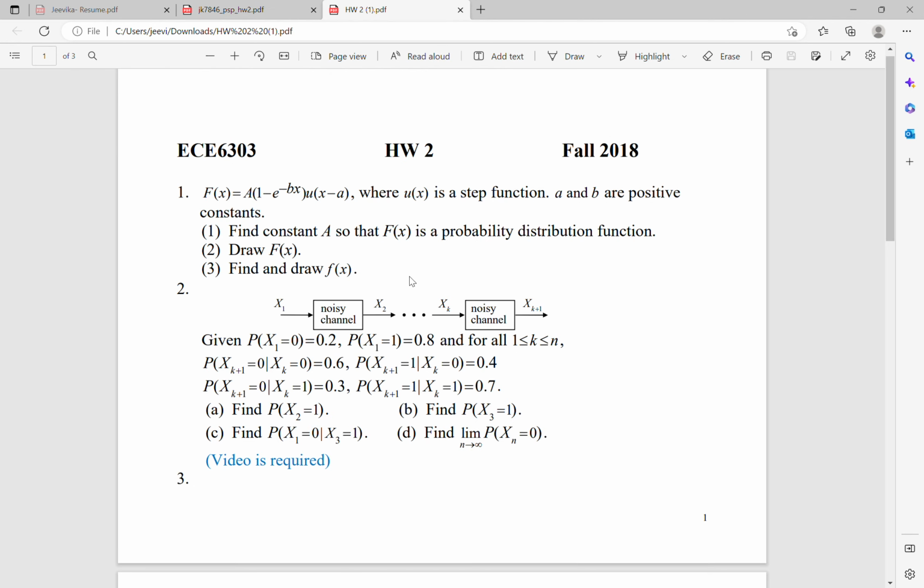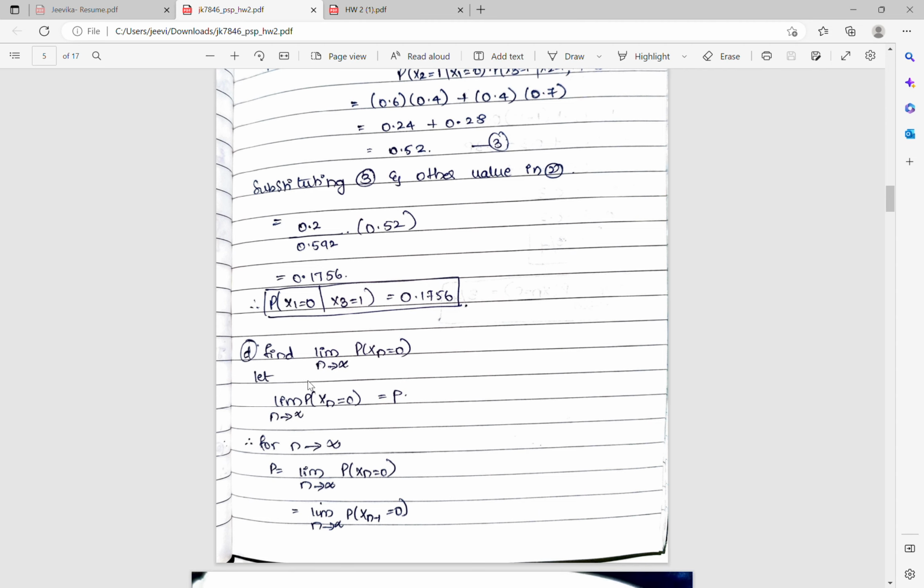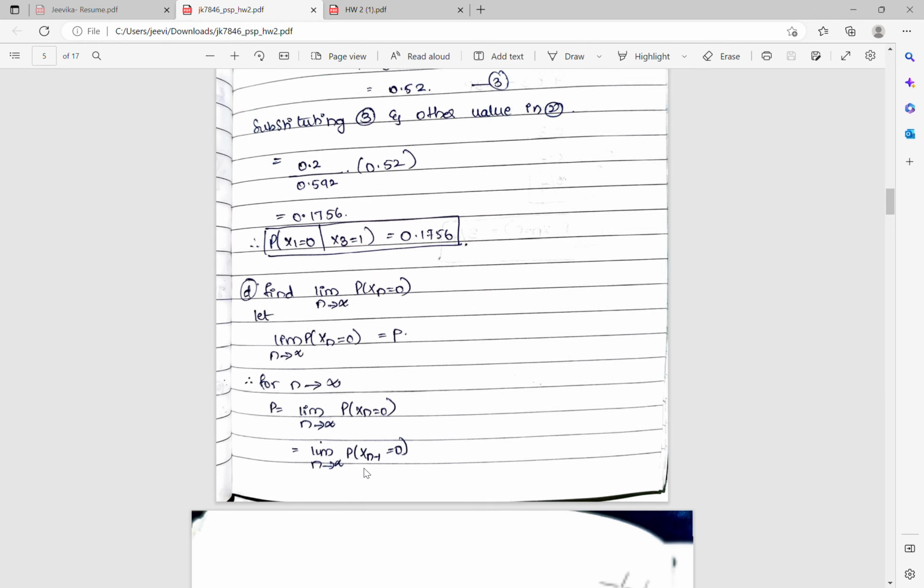Now the fourth question is, find the limit as n tends to infinity of probability of xn = 0. To solve this question, let's consider the limit as n tends to infinity of probability of xn = 0 to be p. Therefore, for n tending to infinity, p is equal to the limit of probability of xn = 0.